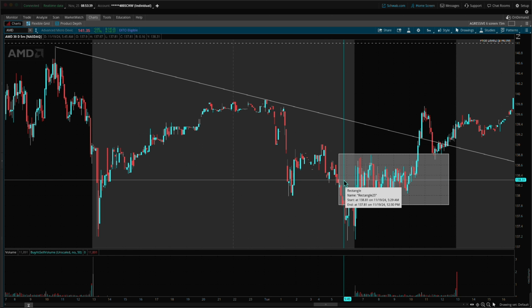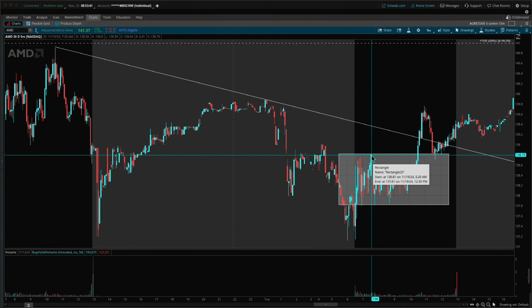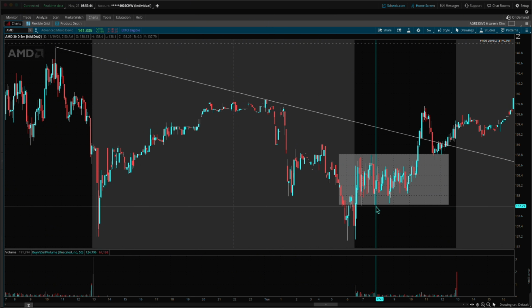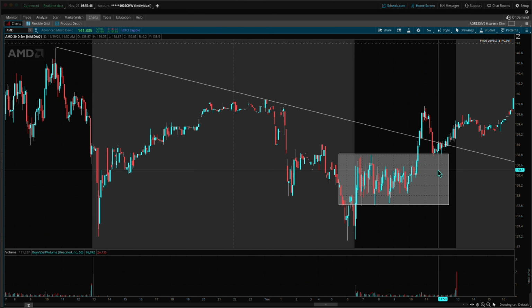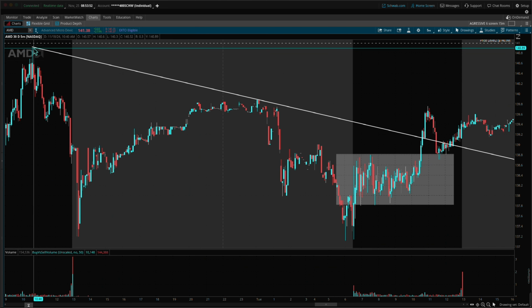AMD was not doing much. So I decided to grab the highest point, which is the highs of this right here, and the lowest point, which is the low here, and extend it out and wait for a nice breakout. Not only that, but I also had a nice trend going downwards.